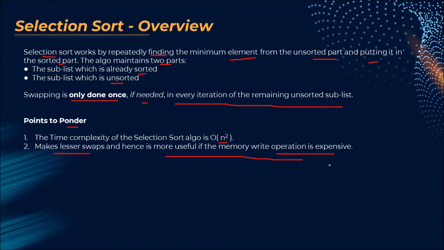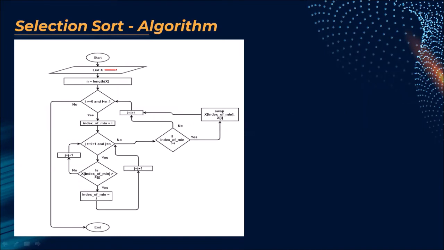If for that data structure, the memory write operation is expensive. So we start with an unsorted list X. We take the length of it and we traverse until the penultimate index, that is, we go until the n minus 2th index. That is the penultimate element of the list. As we saw, if a list is of size 6, then we needed 5 iterations to sort that particular list.